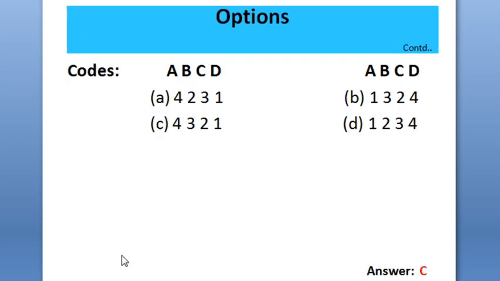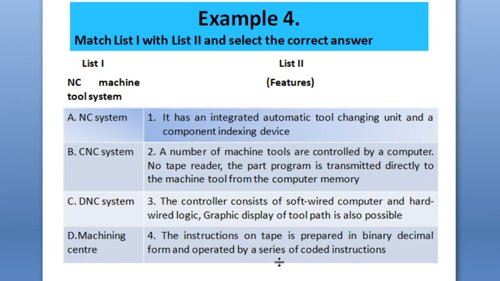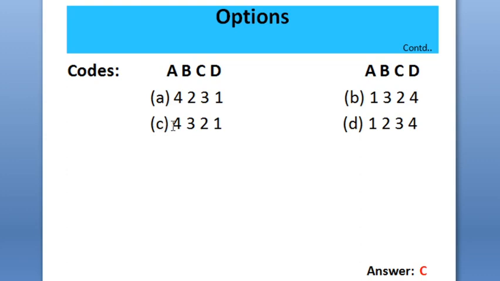Therefore, which one is correct? Here there are four options. The correct one is A4, B3, C2 and D1. NC system matched with A4.